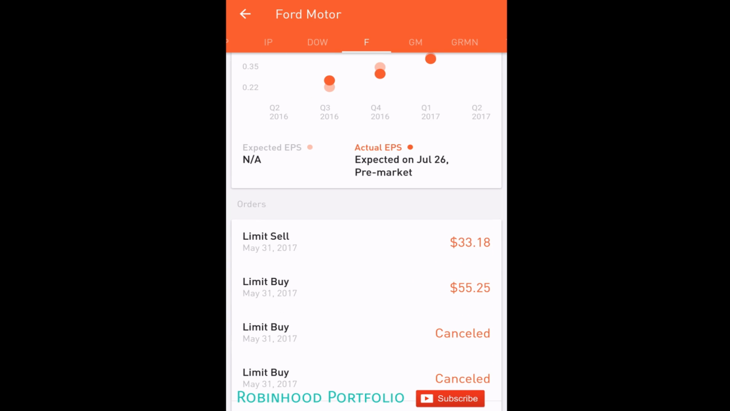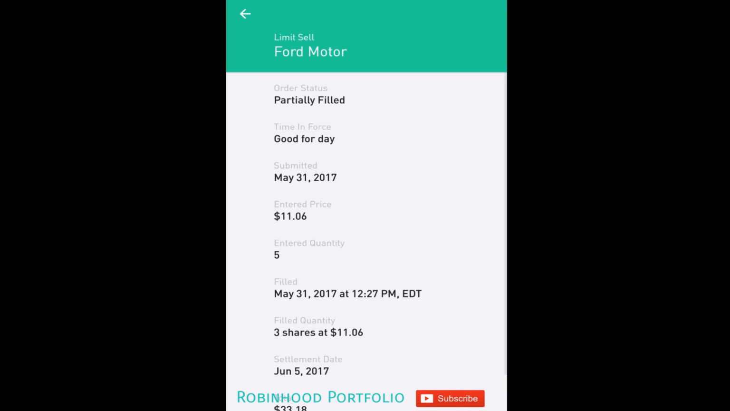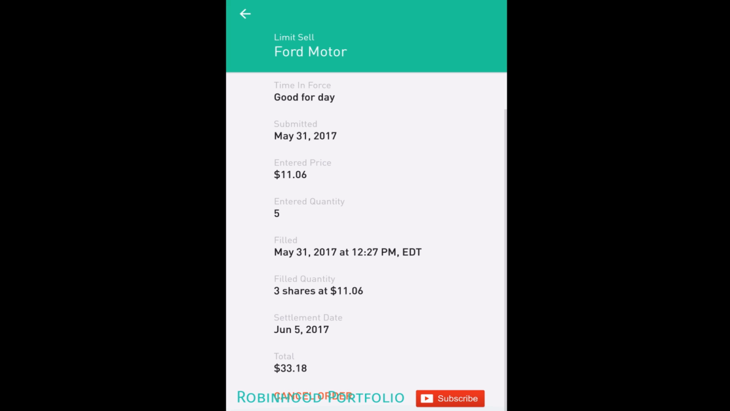You can see there, if I would have had a lot more shares here, let's say I had 1,000 shares being sold here. I'd only have 3 shares sold, so there'd still be 997 that would be pending. And again, if I wanted to change that order, I can cancel at any time.